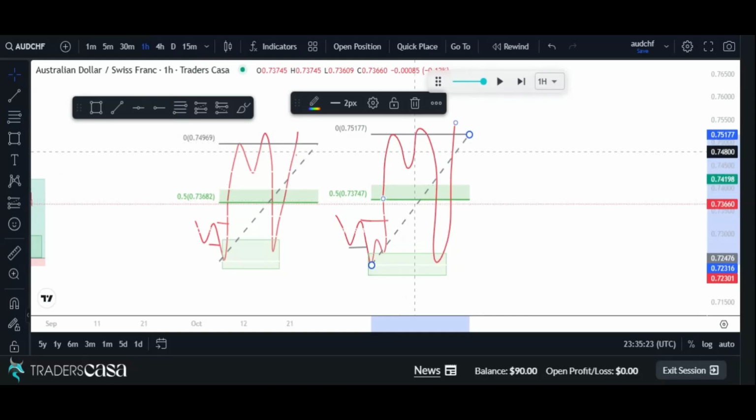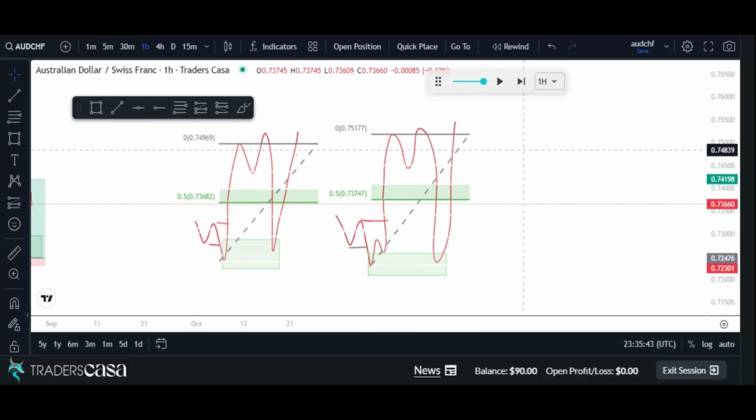This inducement right here should not even be on top or inside 50%. You should be above inside 50% for this setup to be highly valid. Highly valid.